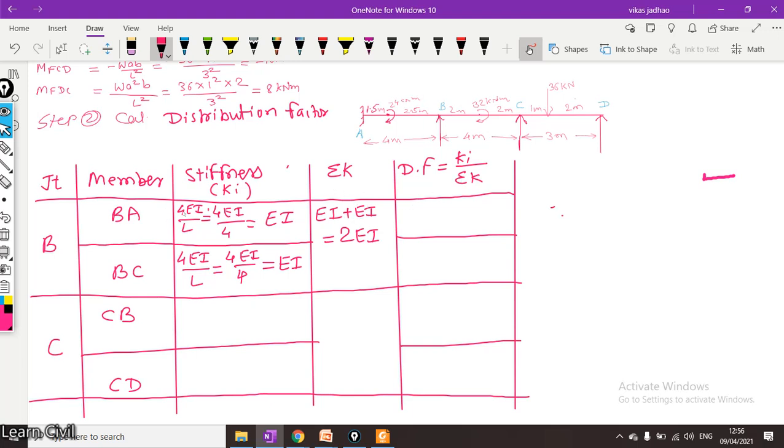Therefore, the distribution factor for BA will be equal to Ki divided by summation K. So we have EI divided by twice EI, which is equal to 0.5. 0.5 will be the distribution factor for BA. Similarly for BC, this will again be EI divided by twice EI, so it is again equal to 0.5.